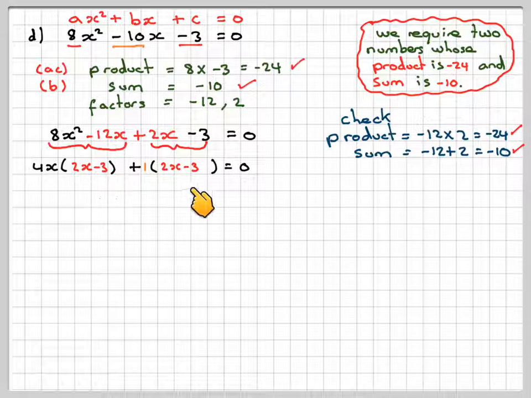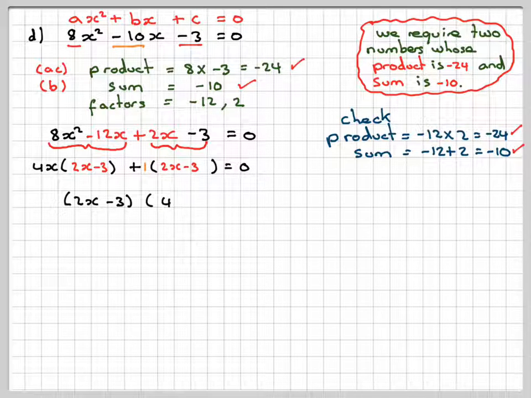Right, you now look at this one and this one. You see it's now a common factor, so it can now come out, 2x minus 3, and you'll be left with 4x plus 1 is equal to 0. So we've now got a product of two things which is equal to 0.